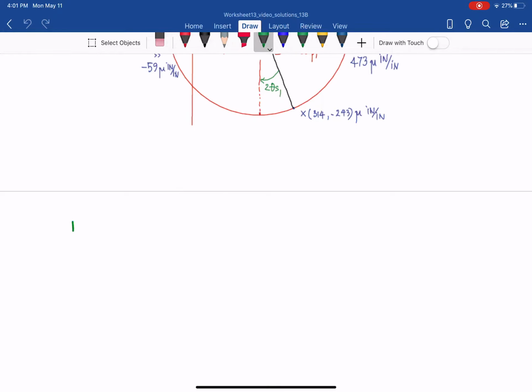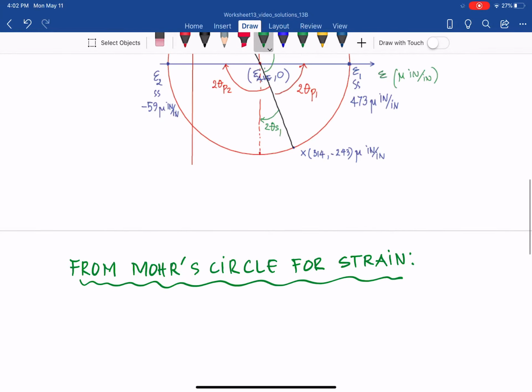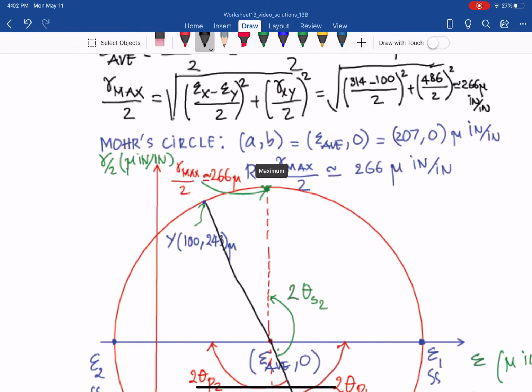12b. So let's write from Mohr's circle for strain, as we did, then we can find out epsilon 1 equal to 473 micro inch over inch, epsilon 2 negative 59 micro, so it means 10 power negative 6 over inch, and gamma max over 2 is 266.